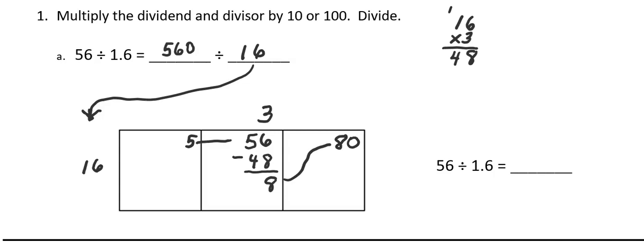And now my question is, how many groups of 16 can I get out of 80? And I'm going to shoot for 5 there. So let's try 5. 5 times 6 is 30. 5 times 1 plus 3 is 8, which makes 80. So we'll subtract that. And that was 5 groups. And I have no remainder. So since 560 divided by 16 is 35, that tells me that 56 divided by 1 6/10 is also 35.